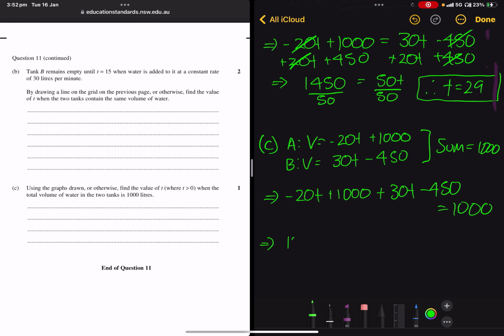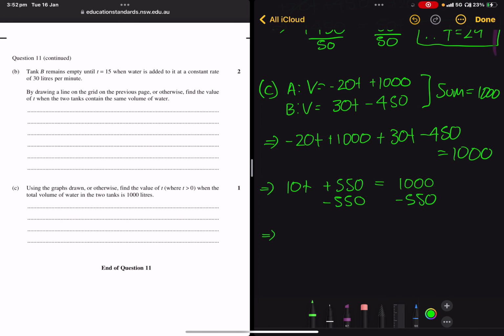Minus 20t plus 30t is 10t. So this is just like terms. Plus 1,000 minus 450 is plus 550. This is equal to 1,000. Minus 550 from both sides. This gives us 10t equals 450. Divide both sides by 10. And this gives us that t has to be 45. Now this is of course in minutes. This is the time at which the sum of volumes in the two tanks is going to be 1,000.